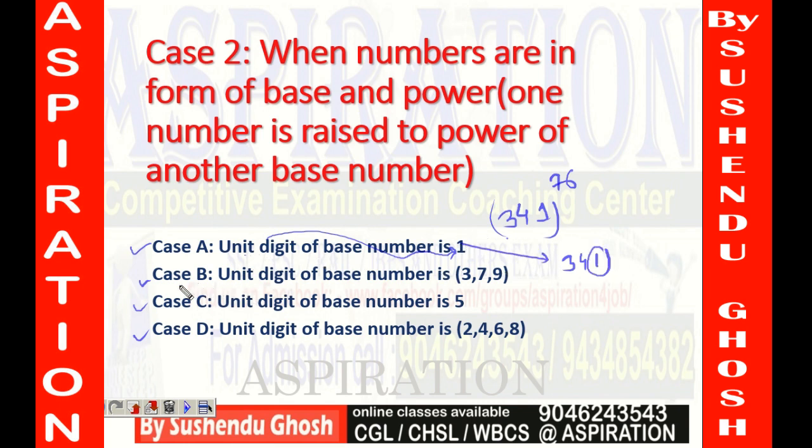In a similar way, case B is talking about the base number which has 3, 7, 9 in the unit place. In the same way, case C is talking about a base number which has 5 in the unit place. And case D has the base number which has 2, 4, 6, 8 in the unit place. So we will discuss the first three cases in today's session.